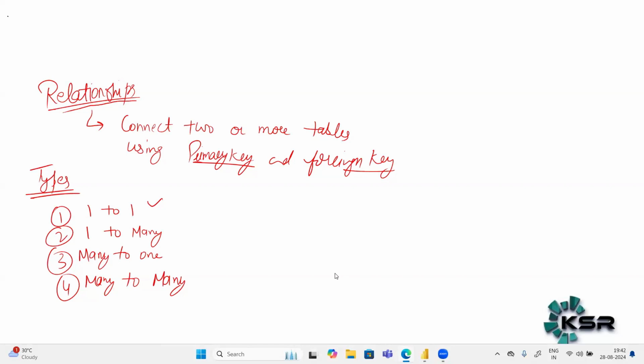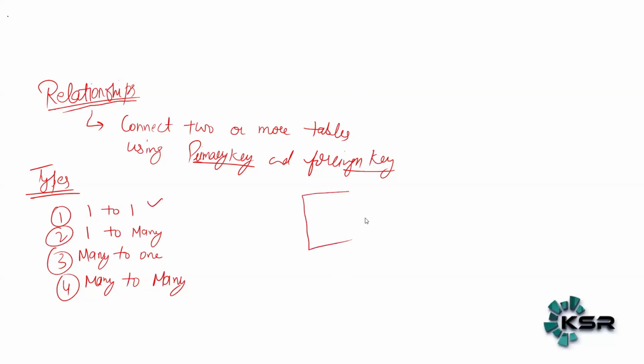First of all, we will try to accomplish this one-to-one relationship. In a one-to-one relationship, suppose there are two tables. So these are the two tables. Suppose there are student ID, student name, and department.